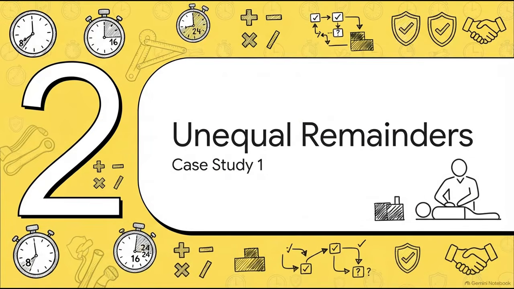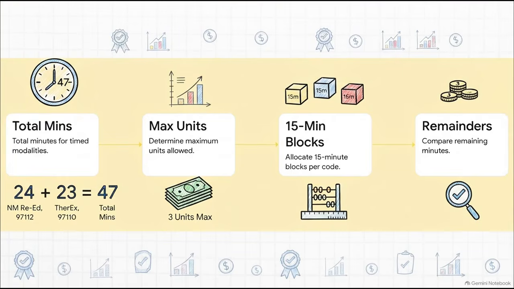Section 2. Core scenarios, unequal and equal remainders. Let's look at case 1. To solve these cases perfectly every single time, you need to follow 4 golden steps. Total up all your timed minutes, determine the max units allowed, allocate your 15-minute blocks, and then compare the remainders. Skipping a step is exactly how audit traps happen.